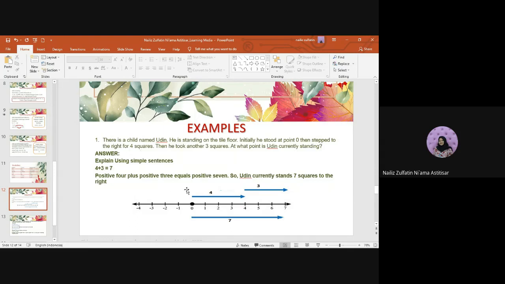Now, look at the number line. He's standing at 0, and then he stepped to the right 4 squares. 1, 2, 3, and 4. And then he's standing at 4, and then he took another 3 squares again. 1, 2, and 3. So Udin certainly stands at 7 squares to the right.